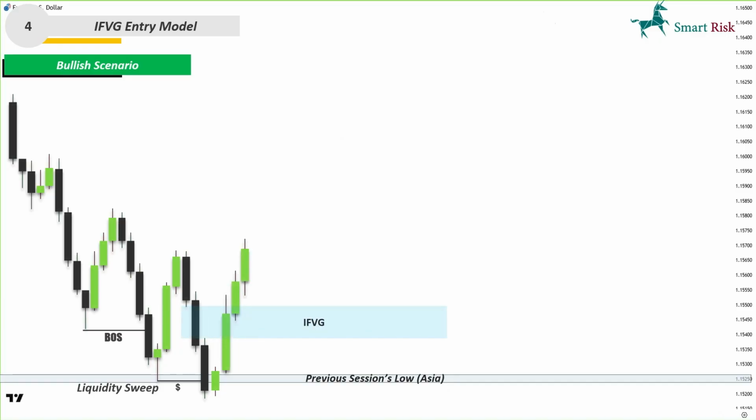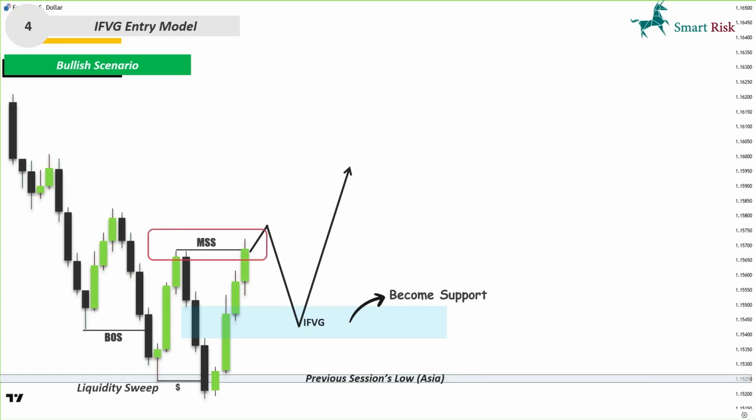Once the IFVG forms, it is likely to hold as a new support zone, providing a solid area for a buy entry. And if a market structure shift occurs at the same time, that adds another strong layer of confluence, making the setup even more reliable.